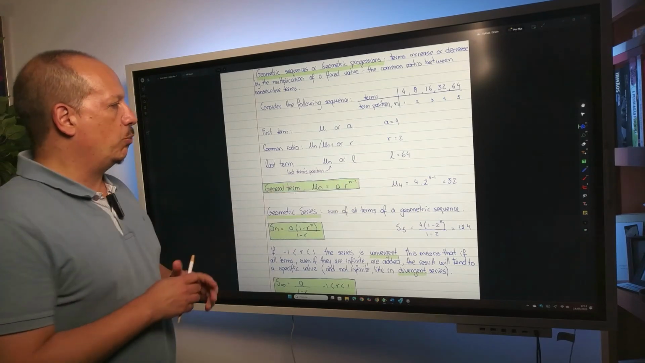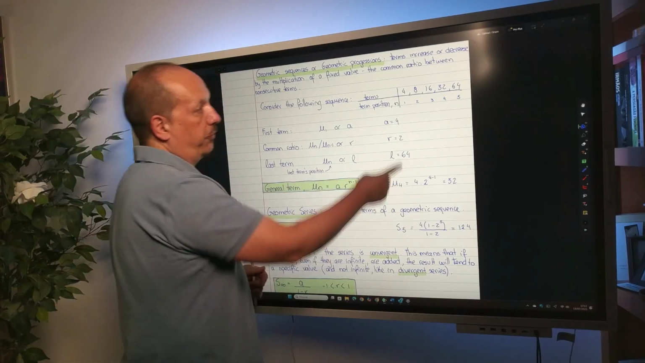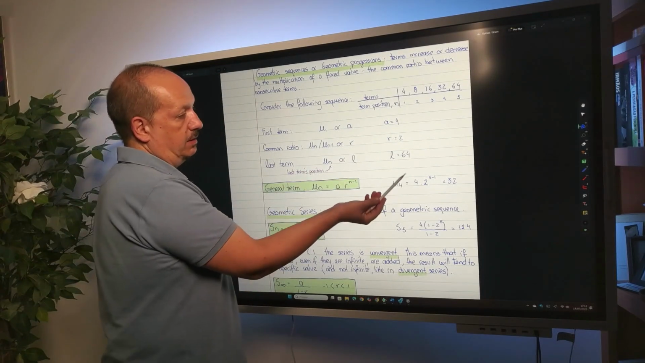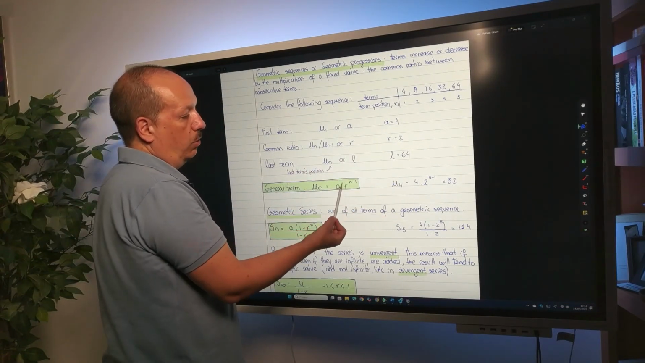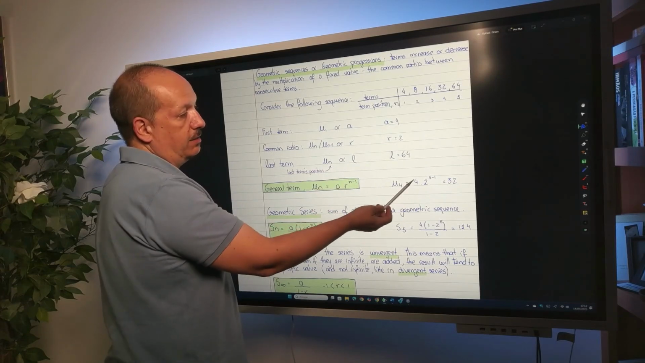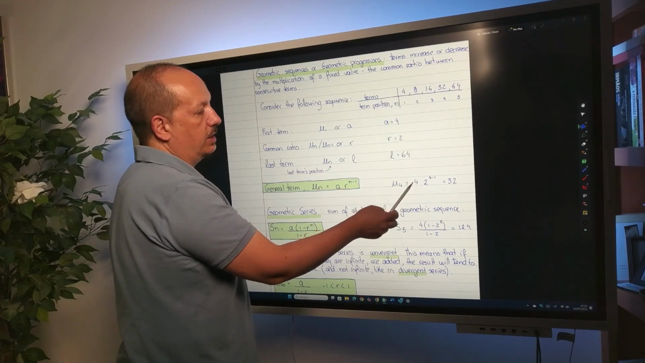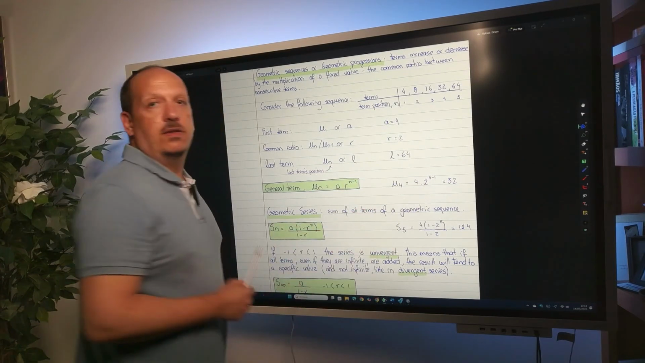So let's say that we want to get the value of the fourth term of that sequence. If we know A, which is 4, and if we know R, which is 2, we can get it. 4 times 2 to the power of 4 minus 1, which is 3. So that is 4 times 8, which is 32.